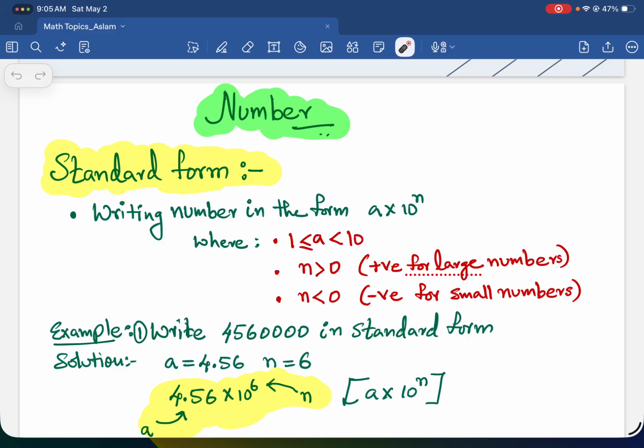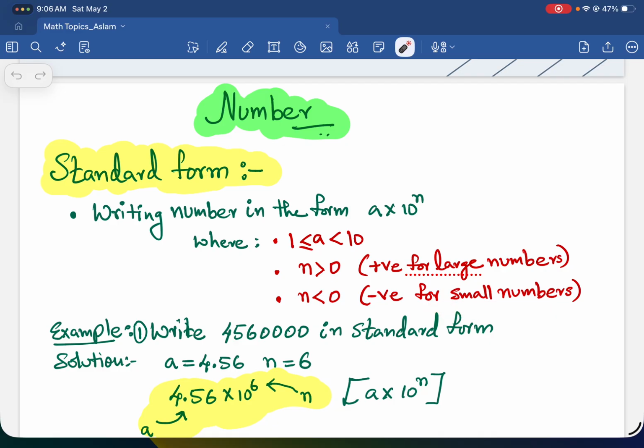Now, standard form has a rule that it can be written as a into 10 to the power of n, where a must be between 1 and 10. If you see here, I have written a is greater than or equal to 1. That means it can be 1, but it cannot be 10. So it has to be less than 10. It can be 9.9999, anything, but not 10. Now here n is positive for a very large number, and n will be negative if we are using it for a small number.